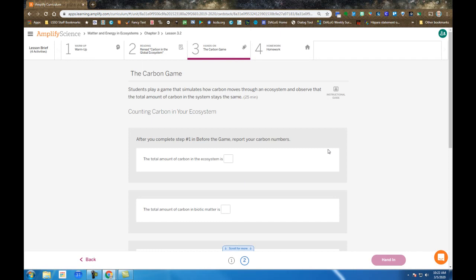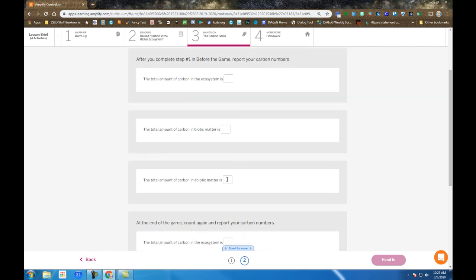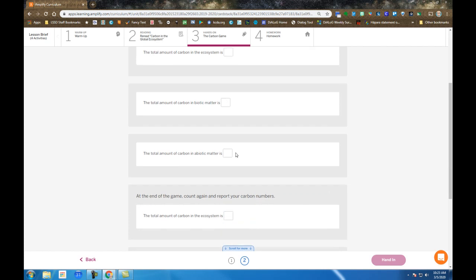The part we need to review, making sure you understood this, is that at the beginning of the game, you are given 30 tokens. So the total amount of carbon in the ecosystem is 30. How many are in biotic and how many are in abiotic? That depends on you and the game and how you have it set up. But it really doesn't matter.